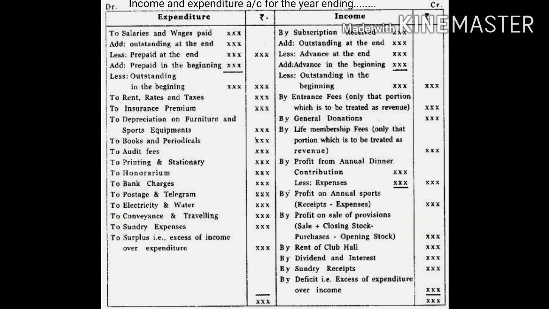Here, what is surplus and what is deficit? Surplus is when income is more than expenditure. When expenditure is more than income, it will be deficit. This is an account which records all income and expenditure of not-for-profit organization for the accounting year. It's nothing but the income and expenditure account.